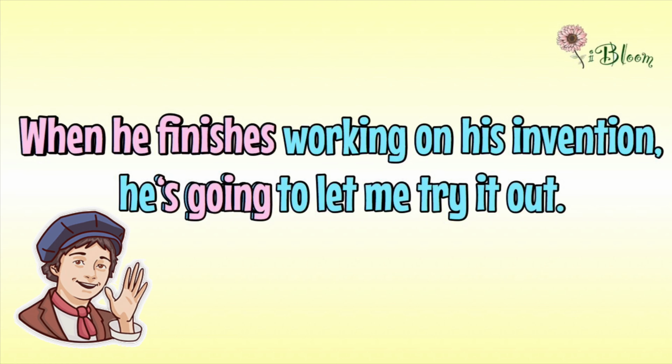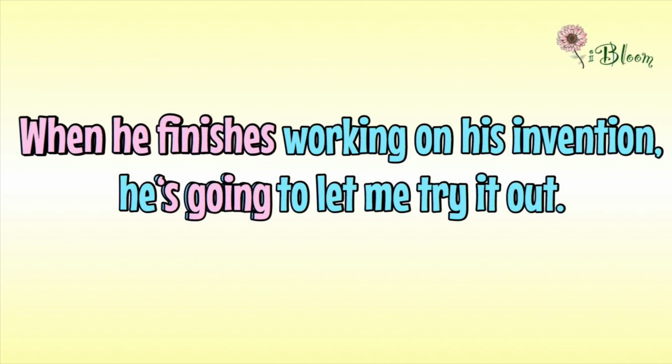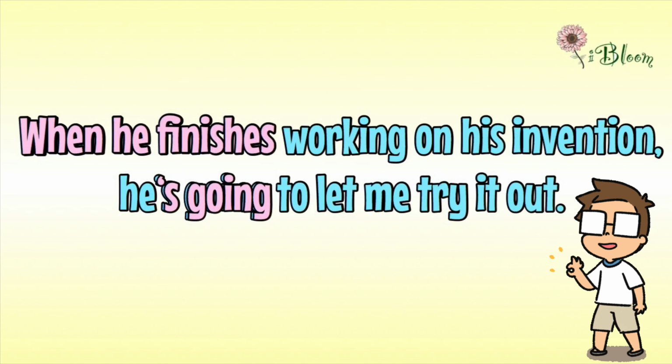He's going to let me try it out when he finishes working on his invention. The time clause is when he finishes working on his invention. This part of the sentence, we call it time clause. After the comma, he's going to let me try it out. This is the main clause. This clause is future, whereas in the time clause we use present tense. When he finishes working on his invention, he's going to let me try it out.